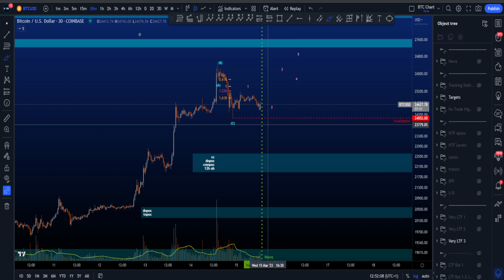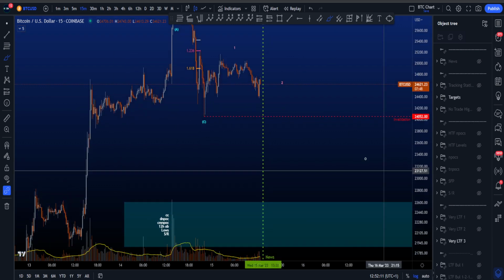Now if we then go to the very low time frame counts, I have 3 scenarios I'd like to show you.